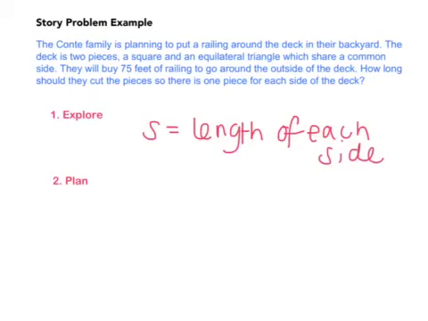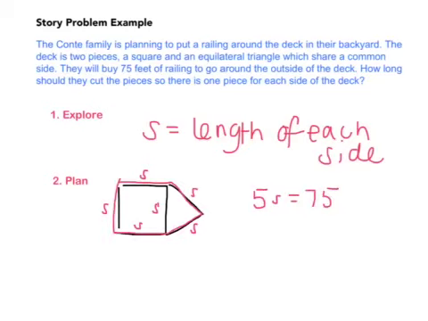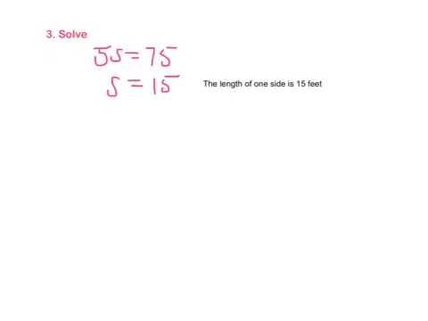Next, we want to plan the solution. In planning the solution, we want to write an equation that represents the relationship in the problem. The diagram shown may be helpful. The perimeter is 5 times the length of one side, so we know that 5s has to equal 75. Our third step is to solve the equation. In solving the equation, we see that the length of one side is 15 feet.